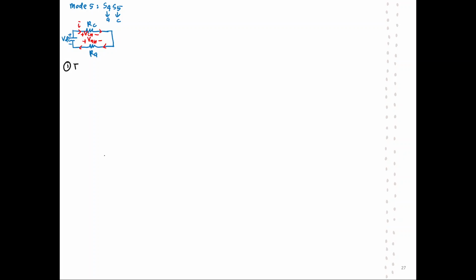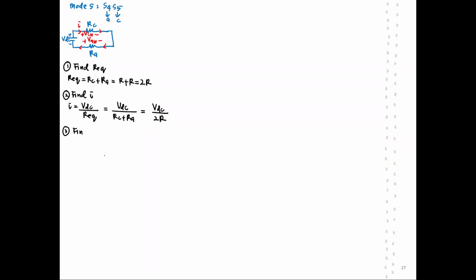The steps will be the same. First, you need to find the equivalent resistance, which is RC plus RB. For balanced load, R plus R, we will get 2R. And then step number 2, you need to find the current. Your current will be equal to VDC over RC plus RA, or VDC over 2R.